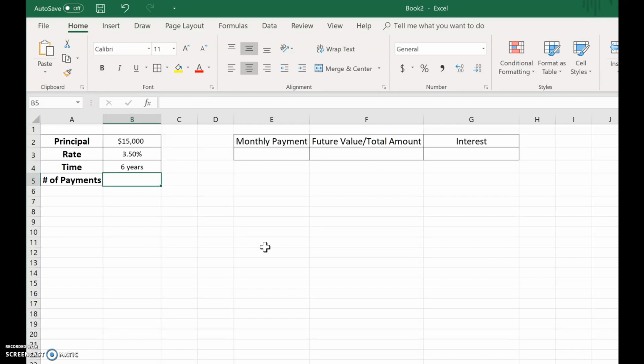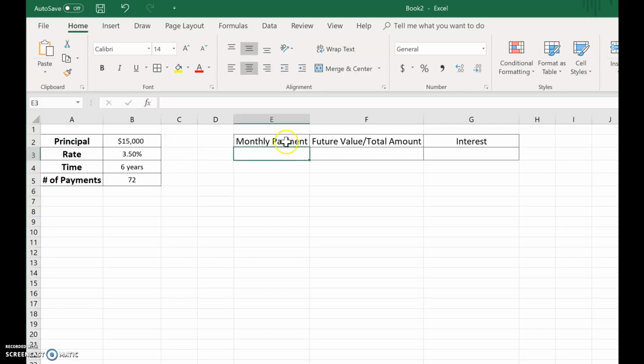Now, for the number of payments, with an installment loan, you pay regularly and in equal payments every month. So 6 years, 12 months in a year, 6 times 12. I'm going to have Excel do that for me, although I know it's 72. Use the equal button in Excel to turn it into a calculator and click enter. So 72 payments. Now, the first thing we need to do here is calculate the monthly payment.